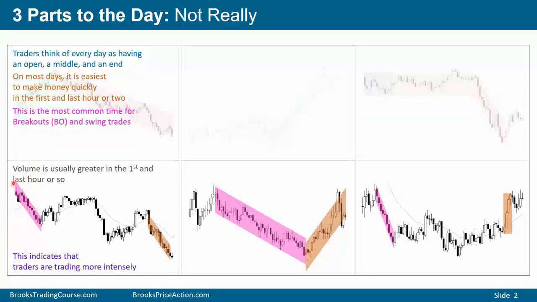Because the volume is greater in the beginning of the day, and especially right before 1 o'clock Pacific time, those 10 minutes before 1 o'clock, the volume is very, very big. It means traders and institutions are trading more intensely. I guess it slightly increases the chances that you'll get a sustained move up or down, but I never look at the volume to decide whether or not it's good enough to trade. I just look at the trends. If there are trends, I'm looking to trade.